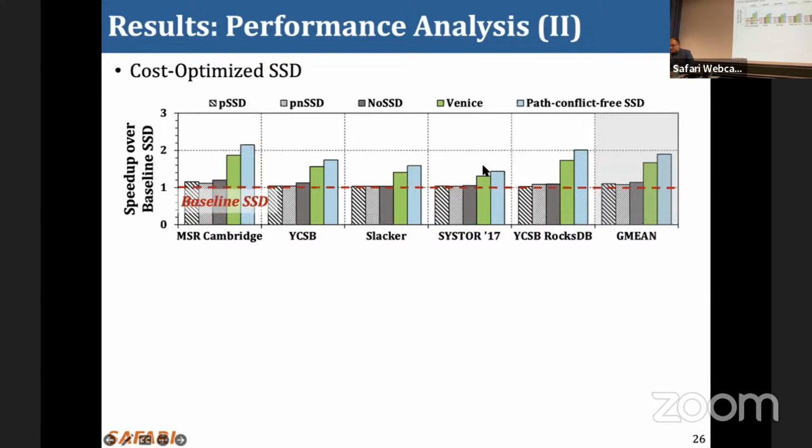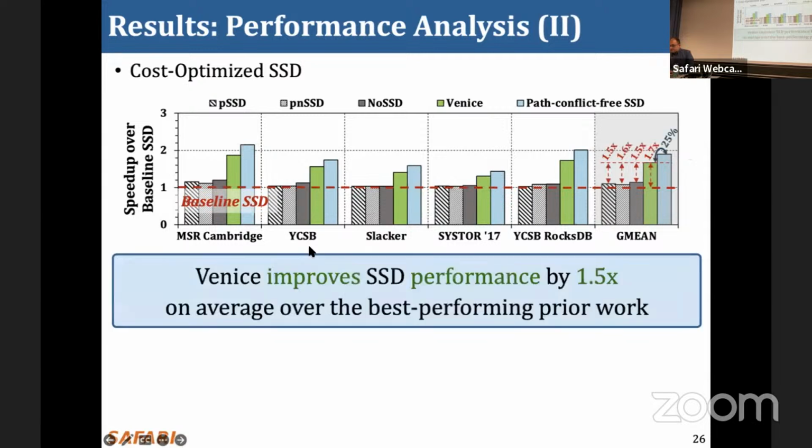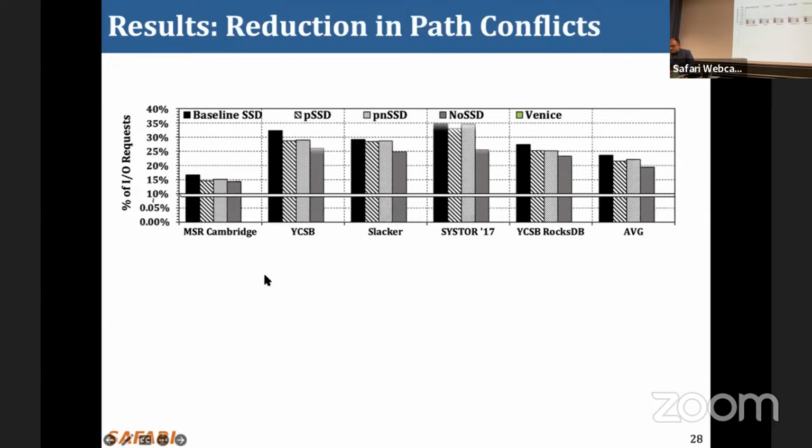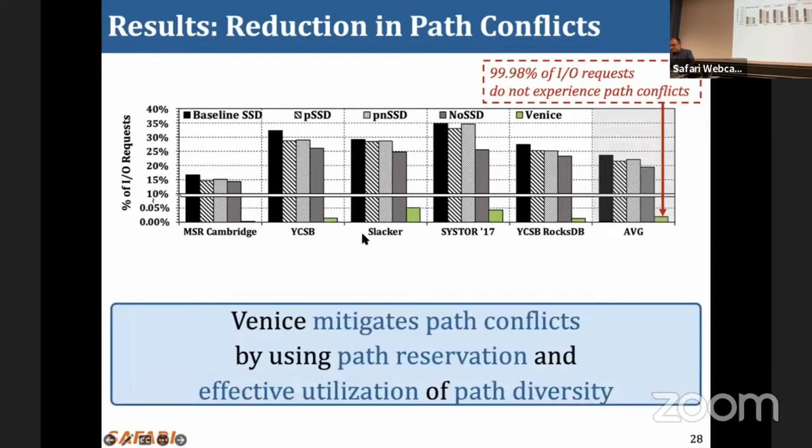These are also results for cost optimized SSD. You can see that we are actually much closer to the ideal SSD. And this is also quite interesting: we showed a reduction in path conflicts. Basically, here is the baseline SSD and other baselines, and how they reduce path conflicts. And with Venice, you can see that path conflicts are quite low, essentially. And 99.98% of IO requests do not experience path conflicts anymore.